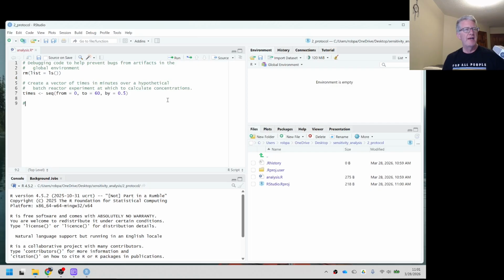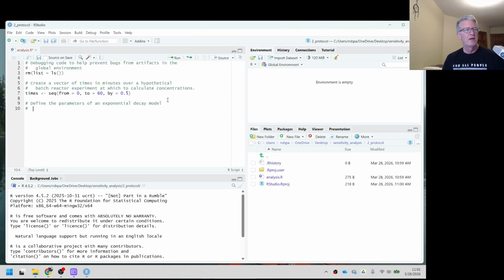So I'm going to go ahead and add a comment to my code here: define the parameters of an exponential decay model based on first order kinetics. And I need two different parameters here. I need a rate coefficient.